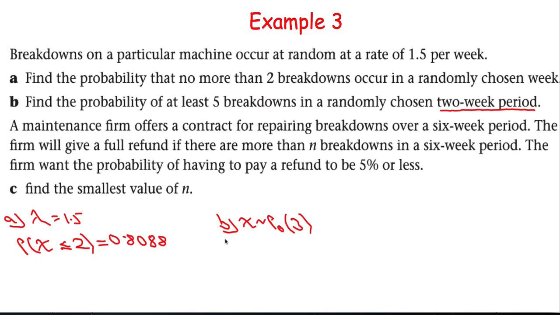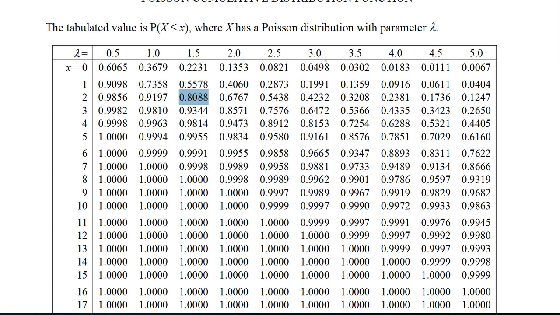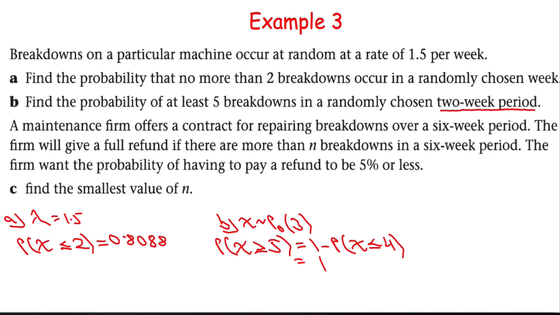Now we want at least 5, so I want the probability that our random variable has at least 5. That means it's got to be greater than or equal to 5. Now that must be the same as 1 minus the probability that it's less than or equal to 4. So again, we go to our tables. So opening up our tables, lambda now is 3, and we want less than or equal to 4, 0.8153.